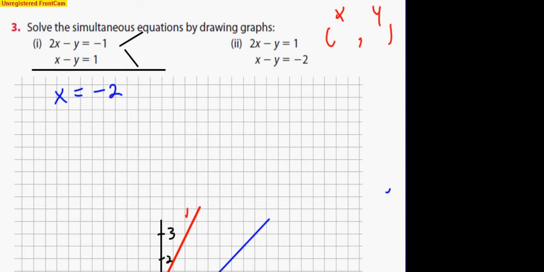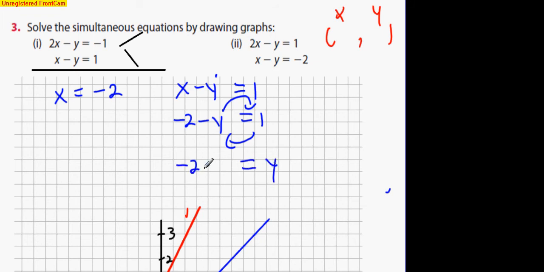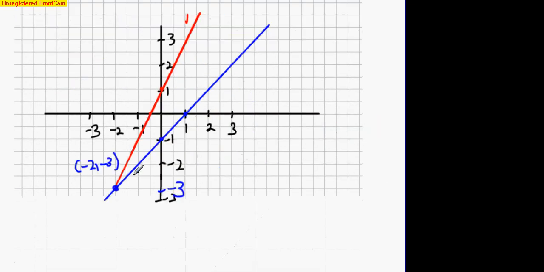Now that you know that x equals -2, what you can say is x minus y equals 1. Therefore, -2 minus y equals 1. Bring the y over the other side, bring the 1 over, and what we'll get is 1 equals -2 minus 1... y will equal -3. So (-2, -3) is the same point we got for the intersection.